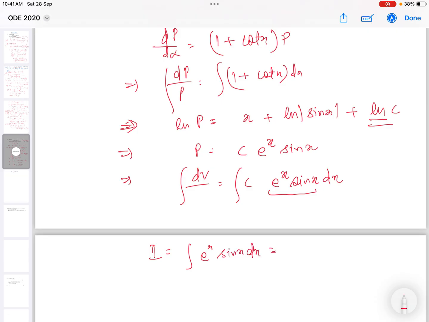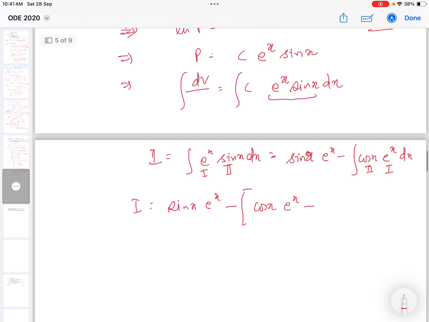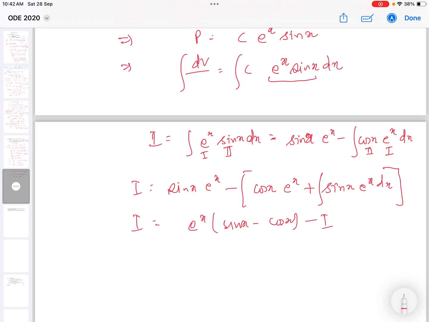If you integrate by parts, take sin x as the first function and e raised to the power x as the second function. So sin x e raised to the power x minus the integral of cos x e raised to the power x dx. Again integrate: sin x e raised to the power x minus, again taking cos x as first function, cos x e raised to the power x, minus the integral of minus sin x e raised to the power x dx. And you will realize this is nothing but I, minus of I. Why did we do so? Because it will keep on recurring.